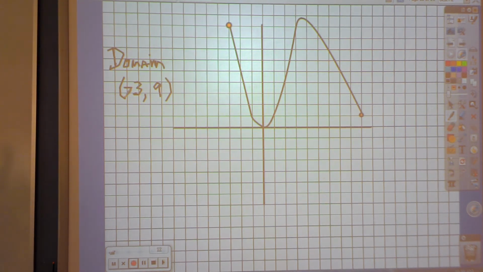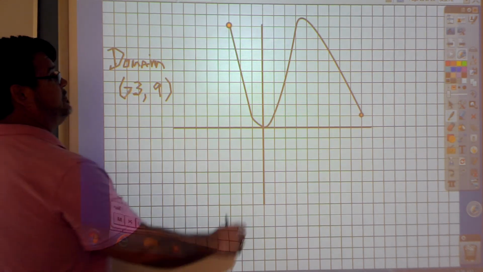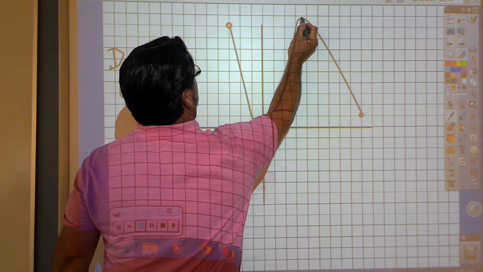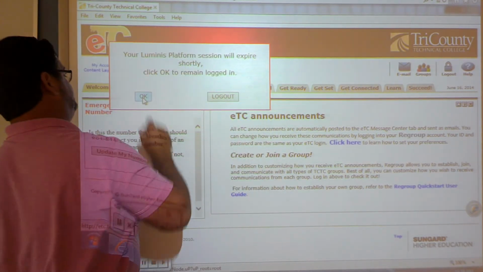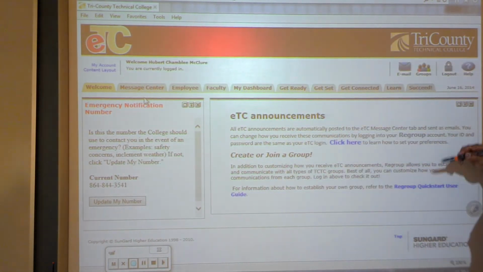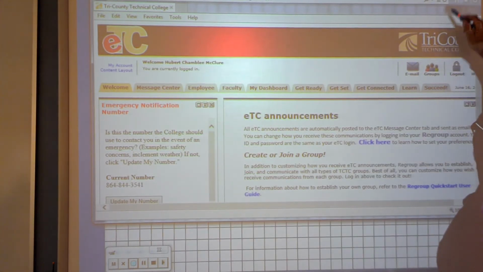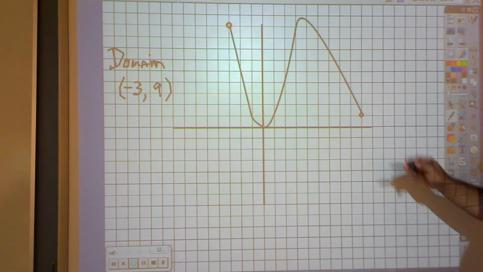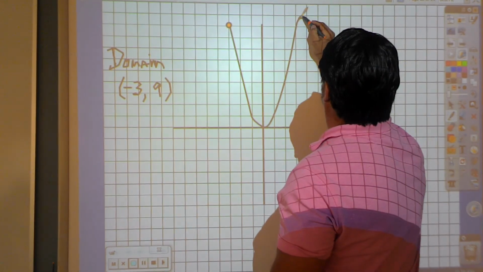So what is the range? Be careful here. Your range is going from 0 to, hold on, let me go through the bureaucracy. Well, this is supposed to be up here, sorry.